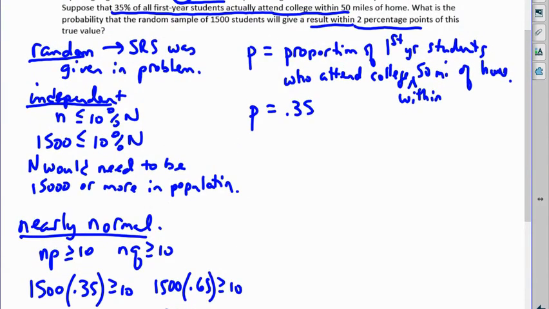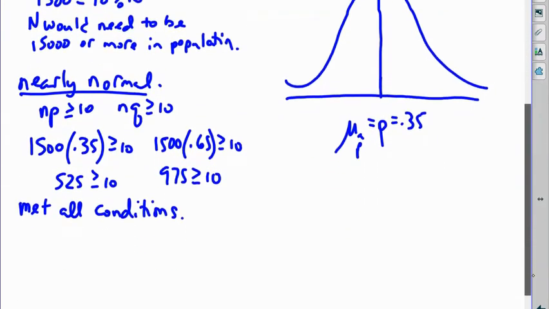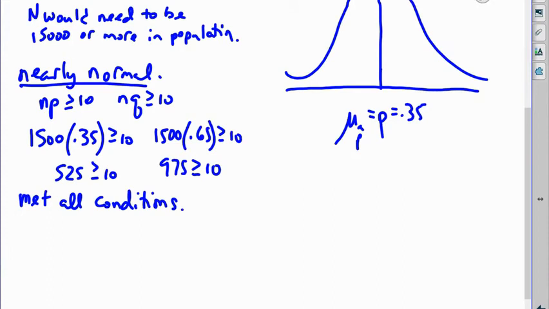So let's draw our normal curve, because that was the whole point of being nearly normal. And the middle of our normal curve will be our mu p hat, which from the formula sheet is p. So the middle of this curve is 0.35. And we haven't determined yet the standard deviation of our sampling distribution, but we did determine that we can do this because we have something that is independent.